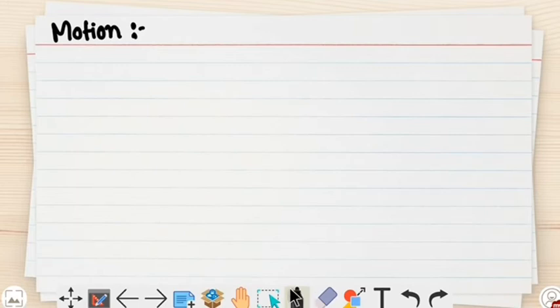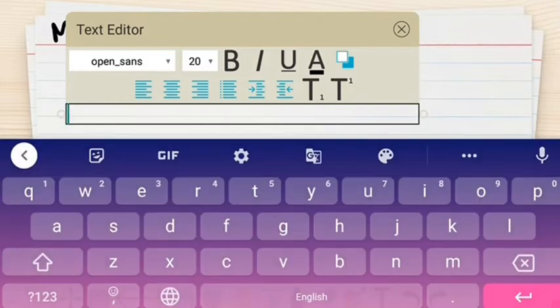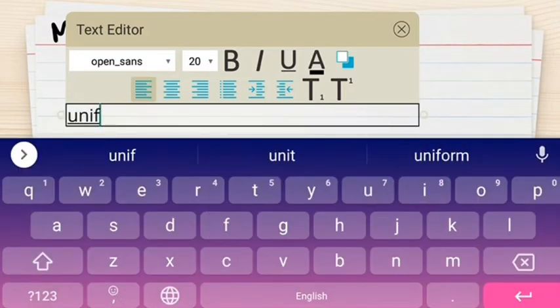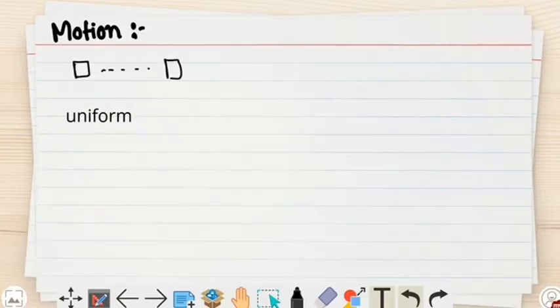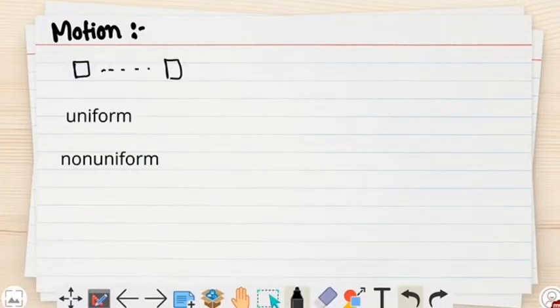So our chapter is motion and time. In the first video, we have discussed what is motion, and in that video we have discussed if an object is moving from one position to another position, that is called motion. Now motion may be two types. One is called uniform motion, and another one is called non-uniform motion. Now the question is which one is called uniform and which one is called non-uniform.